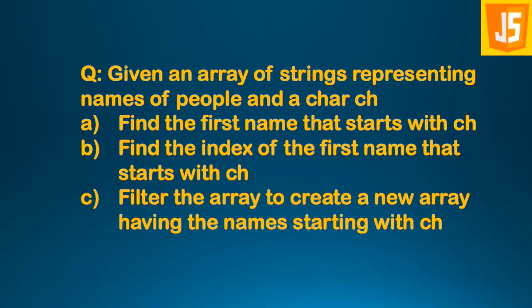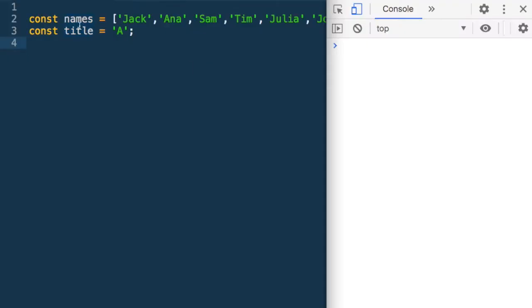Given an array of strings representing names of people and a char ch, find the first name that starts with ch, find the index of the first name that starts with ch, and filter the array to create a new array having the names starting with ch. So here I have an array of names. So there are some names, and let's say the ch we want is a, so starting with say a. So we need to find them. So how can we do it?